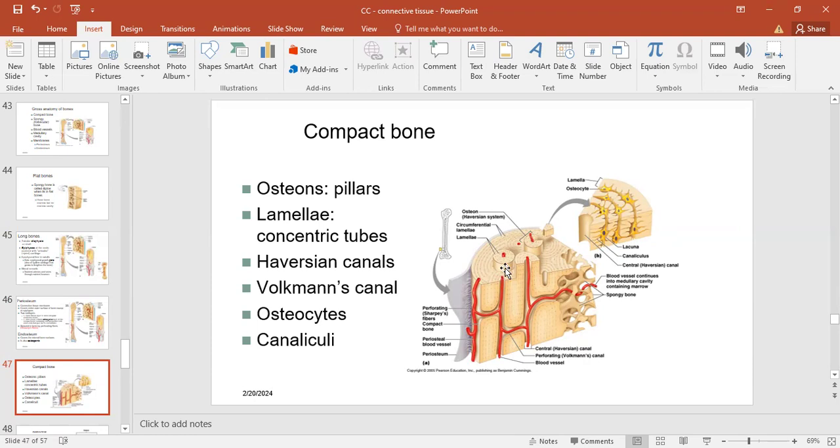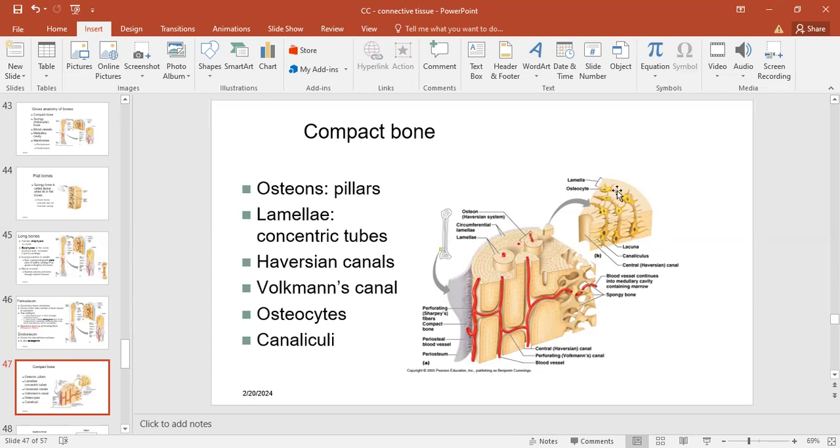And then those concentric layers are arranged in such a way that there is going to be formation of several of these, where there'll be concentric layers here, concentric layers there, and on all these concentric layers, you're going to have a canal inside. Now, each of these concentric layers is known as lamellae.